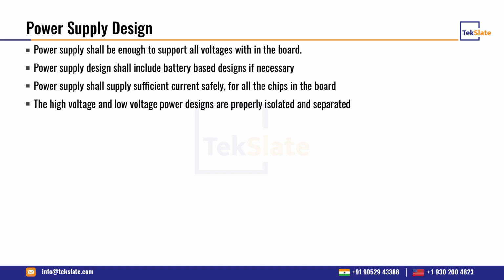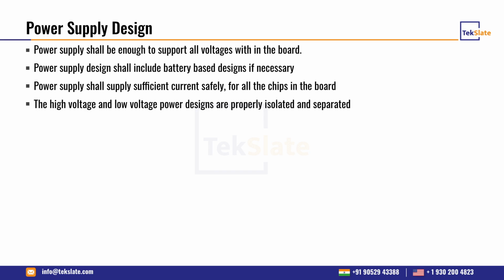Power supply design. The power supply shall be able to support all the voltages in the board. The board may have 1.2 volts, 1.8 volts, 2.5, 3.3 volts. Different voltages may be present in the board for the IOs as well as the core, as well as different levels of IOs, to function properly. So the power supply design should take care of generating each of these power supply rails, and every rail has to be supplied sufficient current. If sufficient current is not supplied, the chips don't function correctly, they malfunction and the intended function does not happen. You need to look at that.